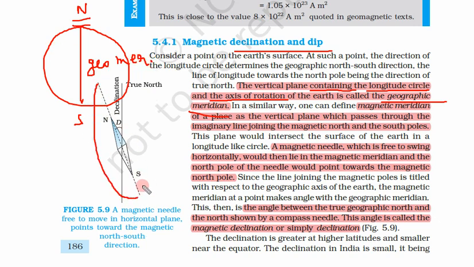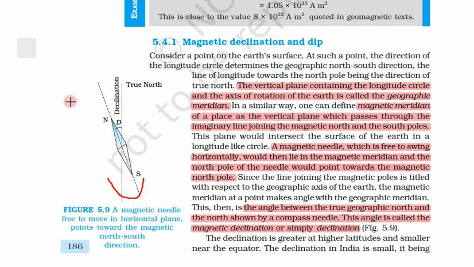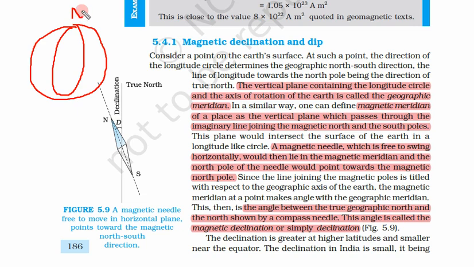Similar circles can be created for the magnetic field as well. Now the magnetic meridian of a place is the vertical plane which passes through the imaginary line joining the magnetic north and south pole. So this was Earth. We have created a circle and this is true north and true south. But we know there is some difference between this and the magnetic north and magnetic south. We can create a circle here as well.